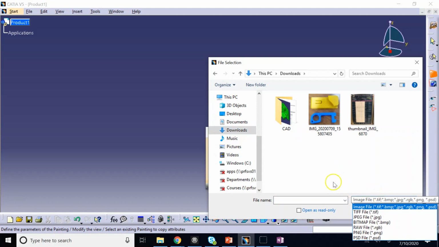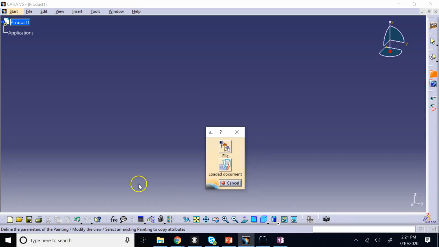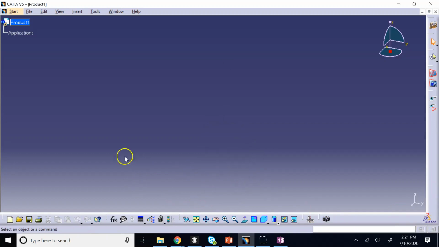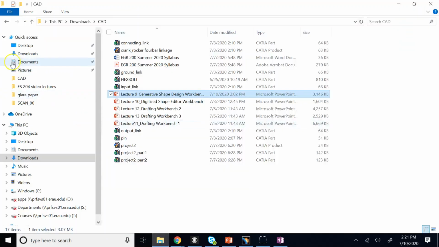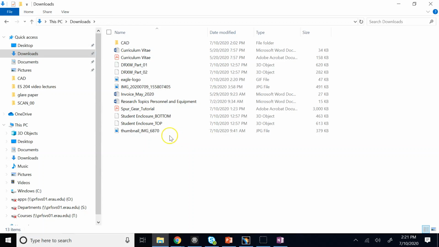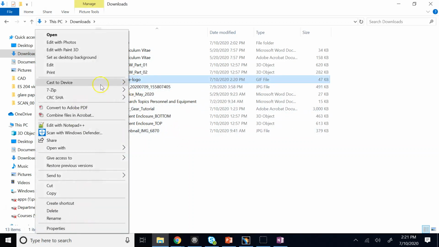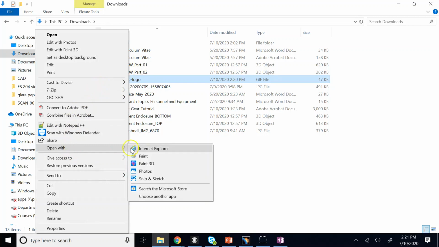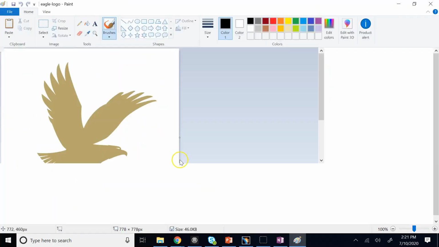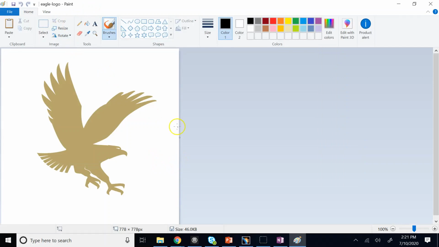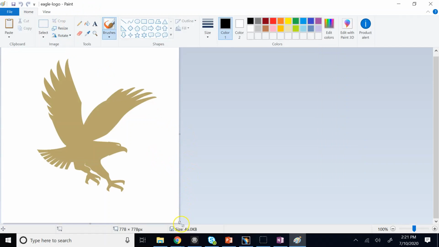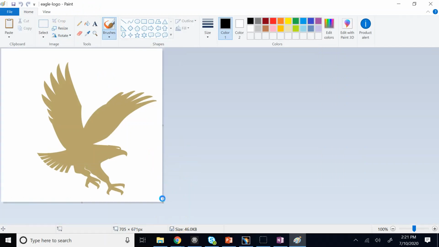It does not like GIF, so let me see if I can convert it. Okay, GIF here. So here we open it with Paint, and you can even crop it in Paint a little bit if you want to.